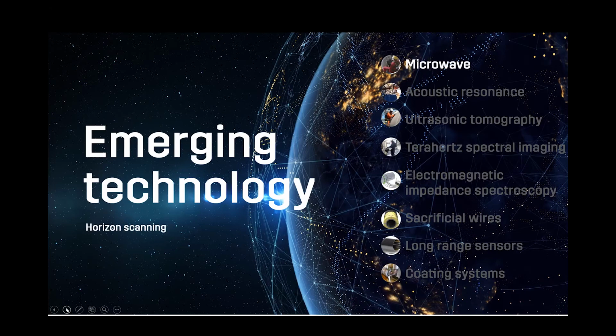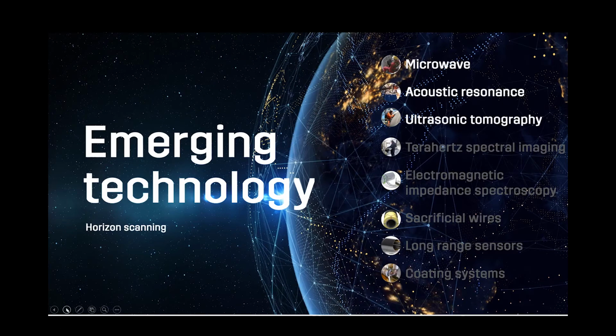Acoustic resonance, again, has been around for a while in various different forms, and it's using broadband acoustic signaling towards the metal structure to analyze the frequency and ultimately the wall thickness. It has been commercially deployed in the past, and we feel it is a promising technology. So again, we're looking to see if there are any further tests that can be carried out to determine its capabilities for CUI inspection.